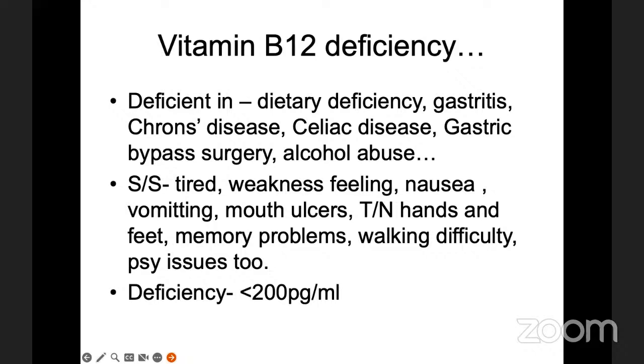Sir, yes, please. How is this subacute combined degeneration called? How does it present clinically, sir? So this is what I came to know, that this is how they usually present.